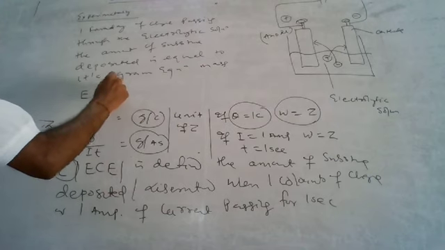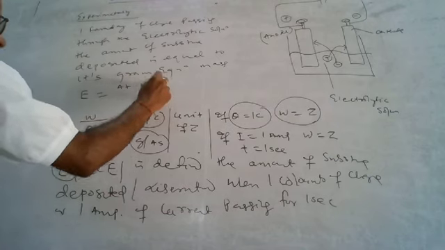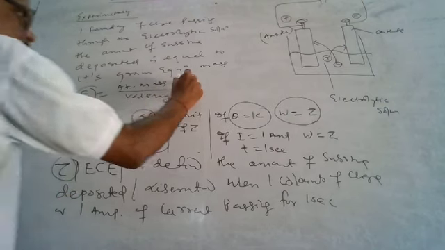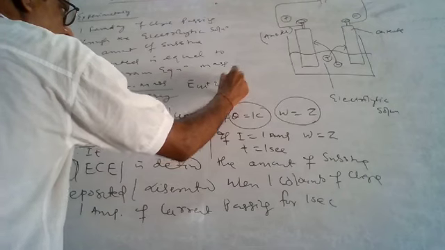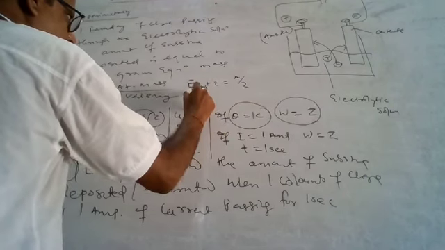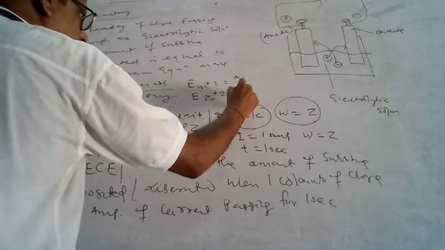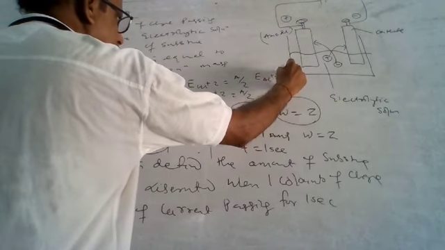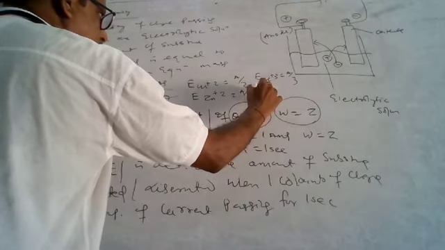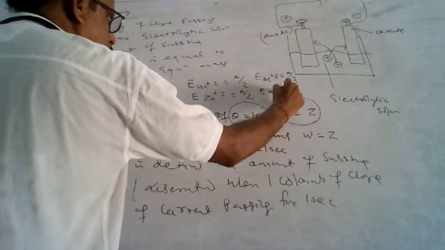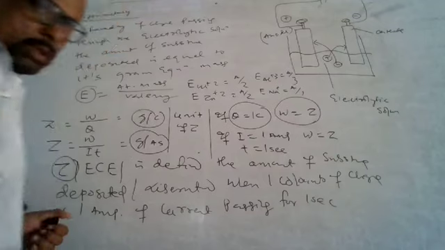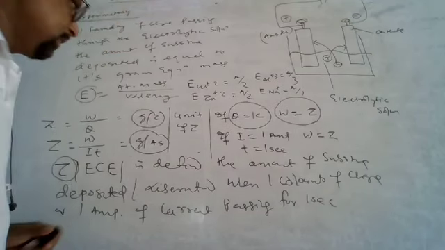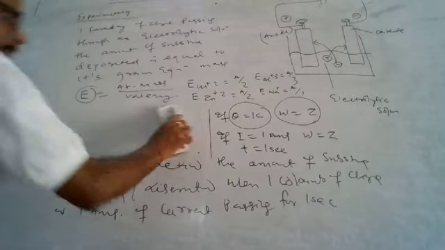You know the equivalent mass of copper, Cu2+, is the atomic mass by valence 2. The equivalent mass of Zn2+ is the atomic mass by 2. The equivalent mass of Al3+ is the atomic mass by 3. The equivalent mass of Na+ is the atomic mass by 1. So this is what has been found experimentally.